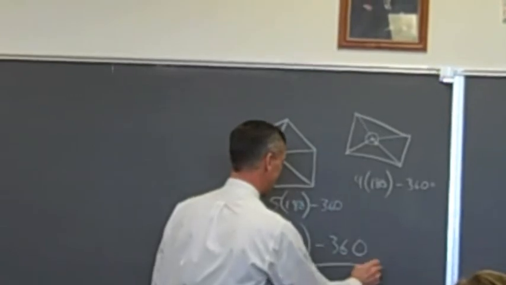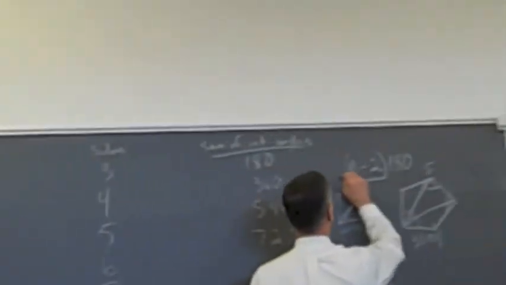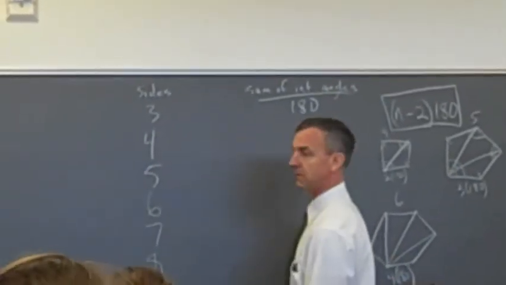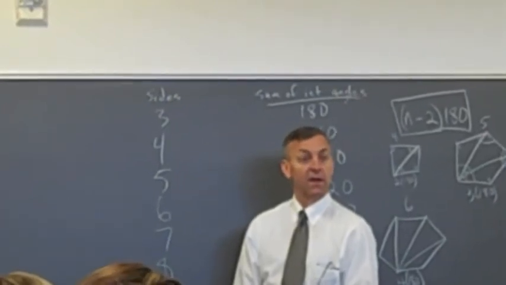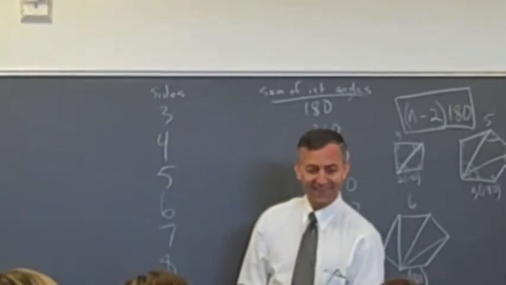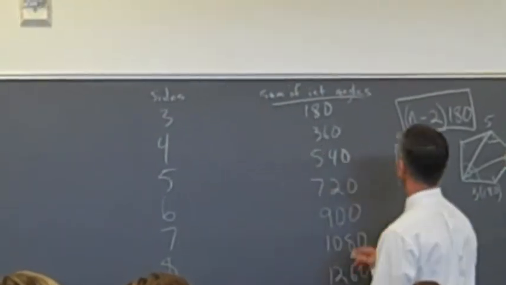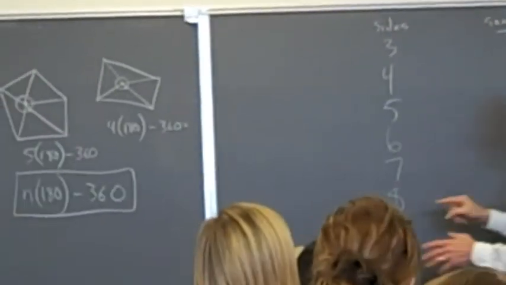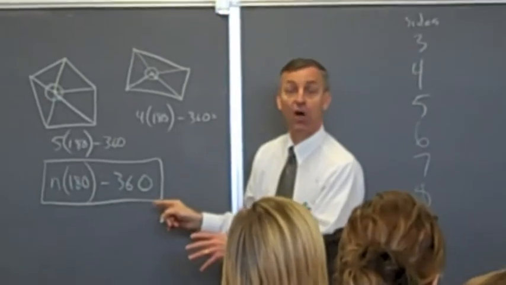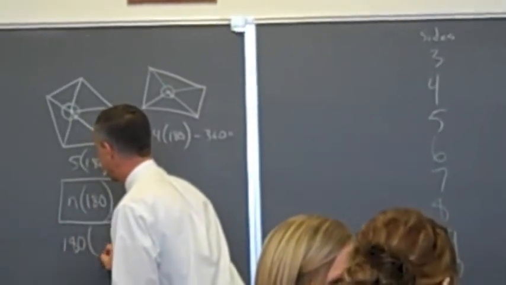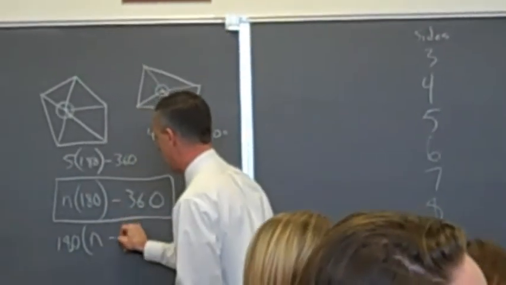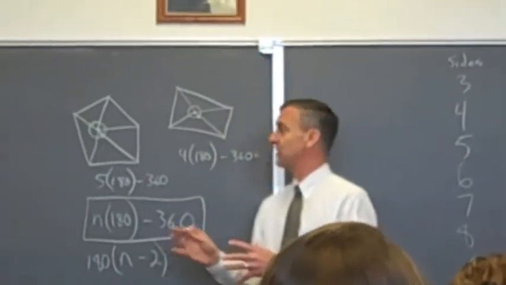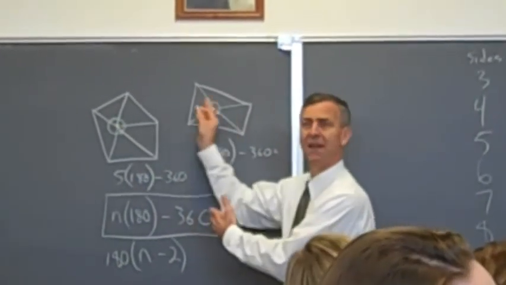So tell me, which formula is it? This one? Or this one? They're the same, just written differently. If you distribute it, 180 times n and then 180 times 2, I would get that. Or over here, if I factored out a 180, what would be left over? An n minus a 2, right? They're the same formula. But can you see that where the formula comes from is different?